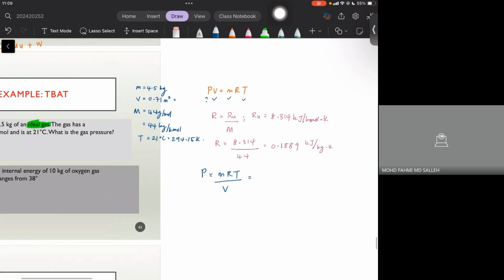So the mass will be 4.5, and then the specific gas constant 0.1889. The temperature is 294.15, and then we have the volume, which is 0.71. Thus, you're going to get the pressure is equal to 352.171 kilopascal. All right.